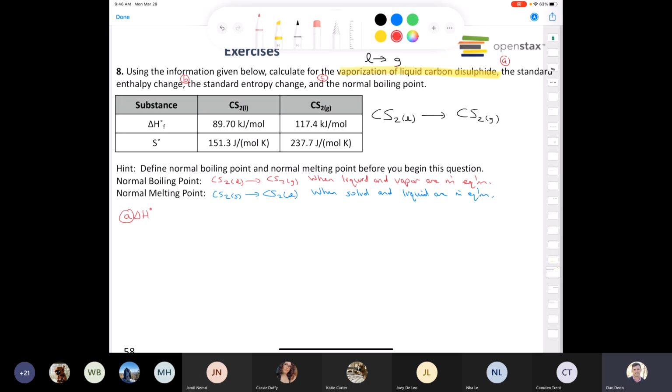So the delta H for this reaction is going to be equal to the standard heat of formation of the product, carbon disulfide in the gaseous phase, which is given to us right here, 117.4 kilojoules per mole, subtract the heat of formation of carbon disulfide in the liquid phase, 89.70 kilojoules per mole, and all we have to do is punch that into our calculator, and we get our delta H naught of reaction as being 27.7 kilojoules per mole.